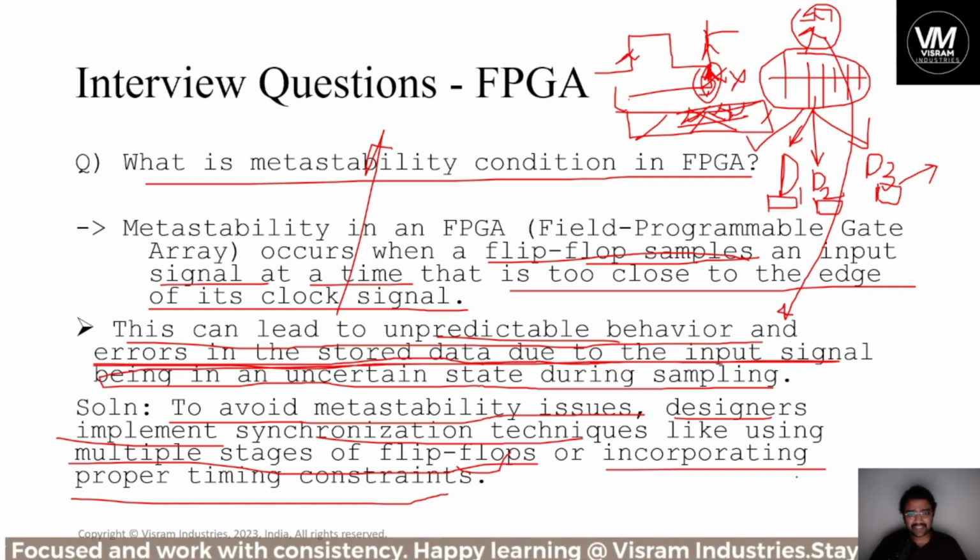So that is again a serious issue. There might be some heating issue. And what if this metastability condition prevails? Usually when it occurs, at that point of time, you can see the heating issues in the FPGA hardware as well. Okay, so let us go to the next question.